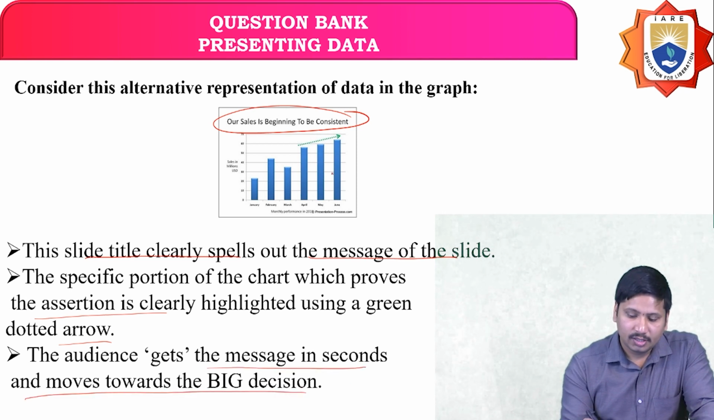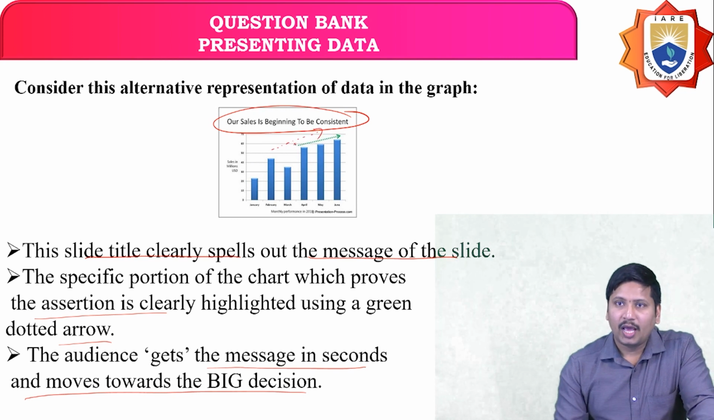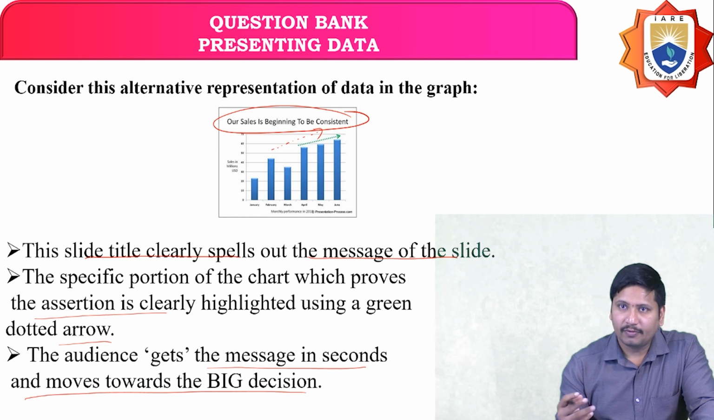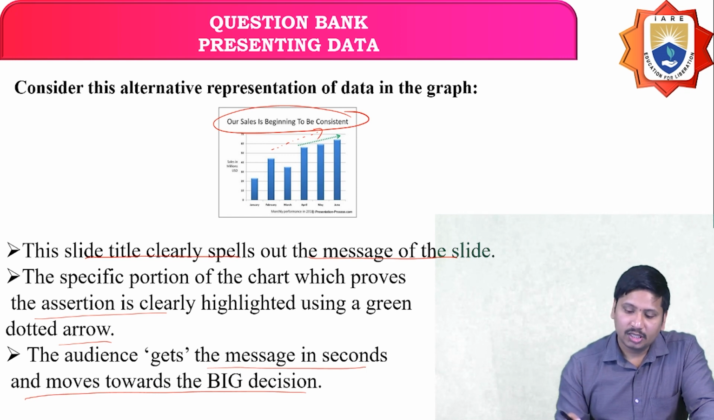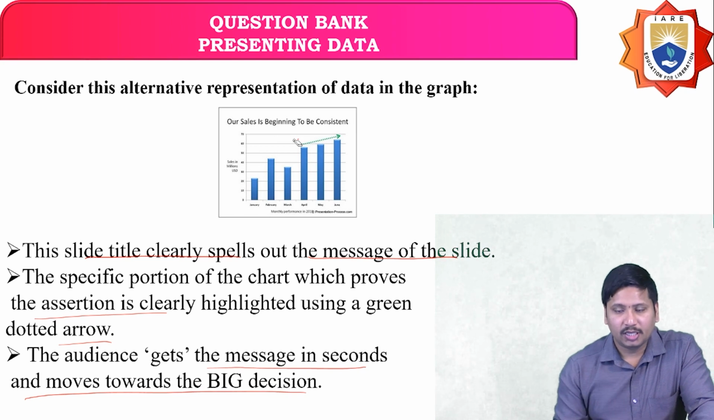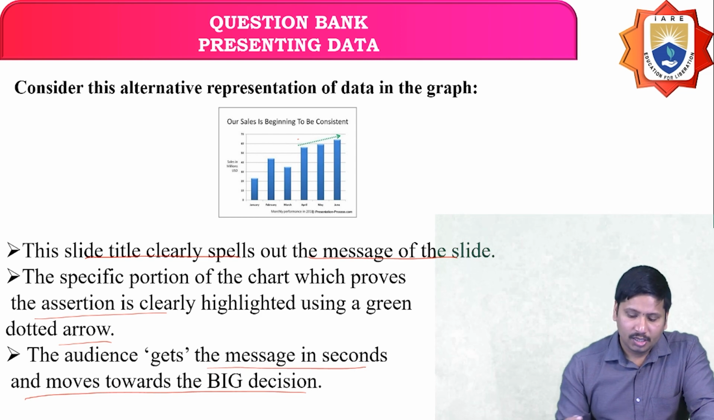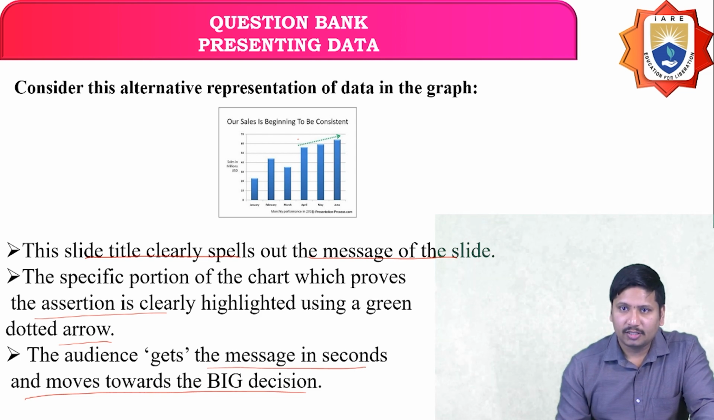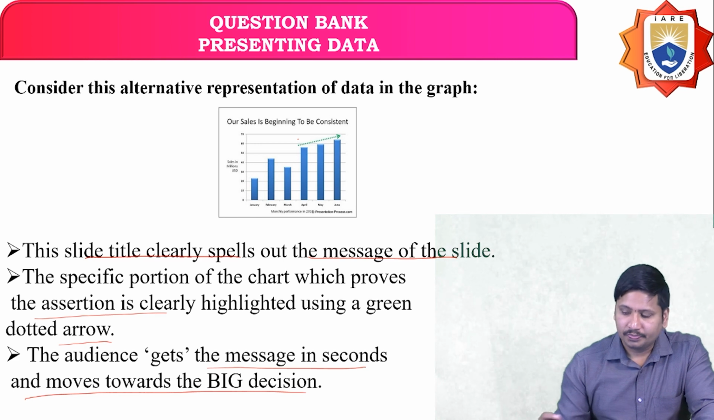By seeing this graph, if I put a dotted arrow like this, what will happen is that the number of sales increasing every month, so that in a single shot the audience can understand that the sales are increasing. If I'm unable to represent the data in this way, it may lead to some confusion. Whether the sales are increasing or decreasing is something confusion may arise among the audience.